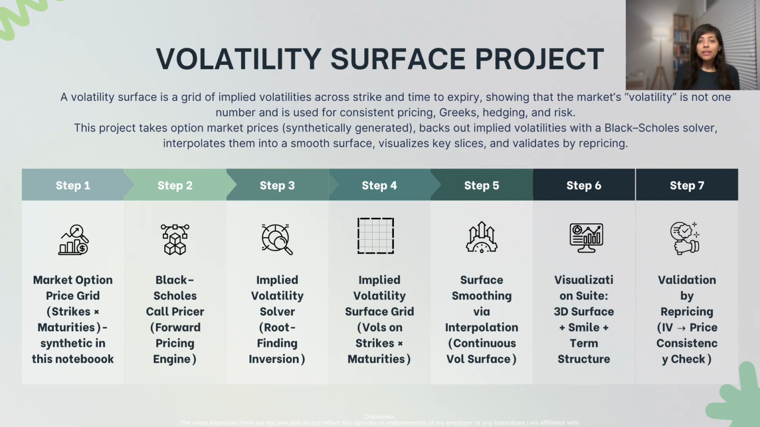And finally, we validate everything by repricing. We take the implied volatilities we computed, plug them into Black-Scholes, and then check whether we get back the original market prices. That's sort of a proof that our solver worked correctly.